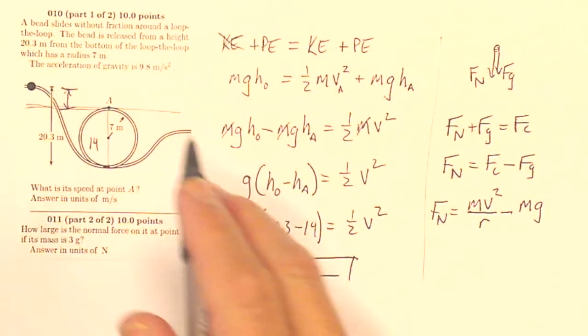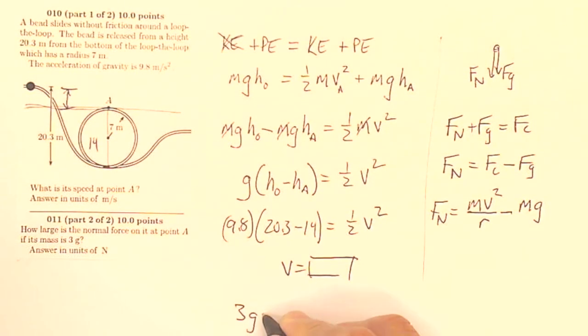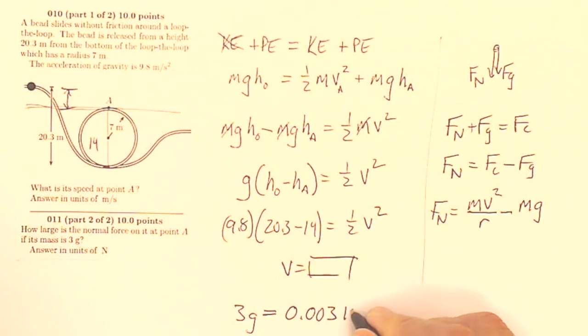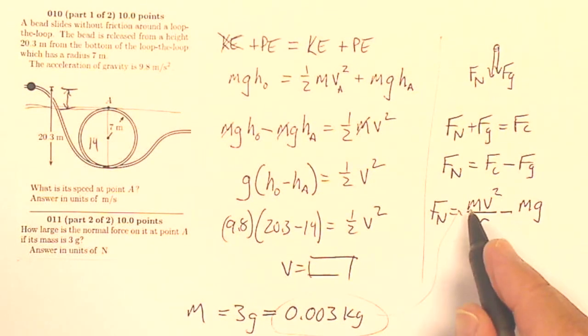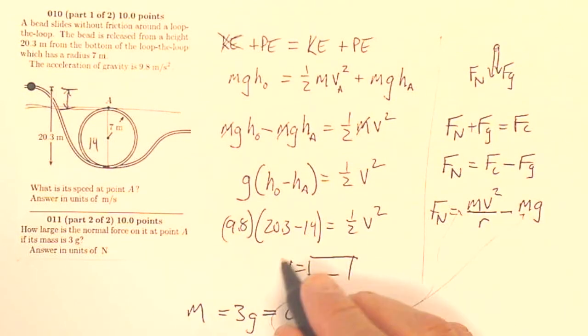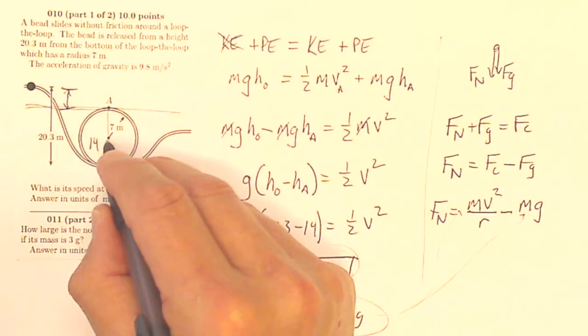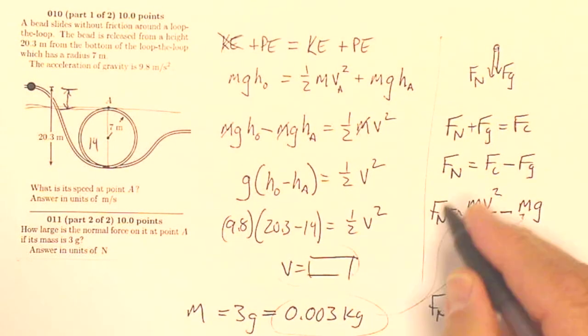Now, what is m? Well, it said the mass is 3 grams. I can't plug in 3 grams. What I have to do is convert it into kilograms, and I know that 3 grams is going to be 0.003 kilograms. So that's going to be my mass, and that'll go in there, and also in there. g is 9.8. v is going to be this velocity here, and my radius is going to be 7 meters. So now I can get myself a normal force when I plug in all those numbers.